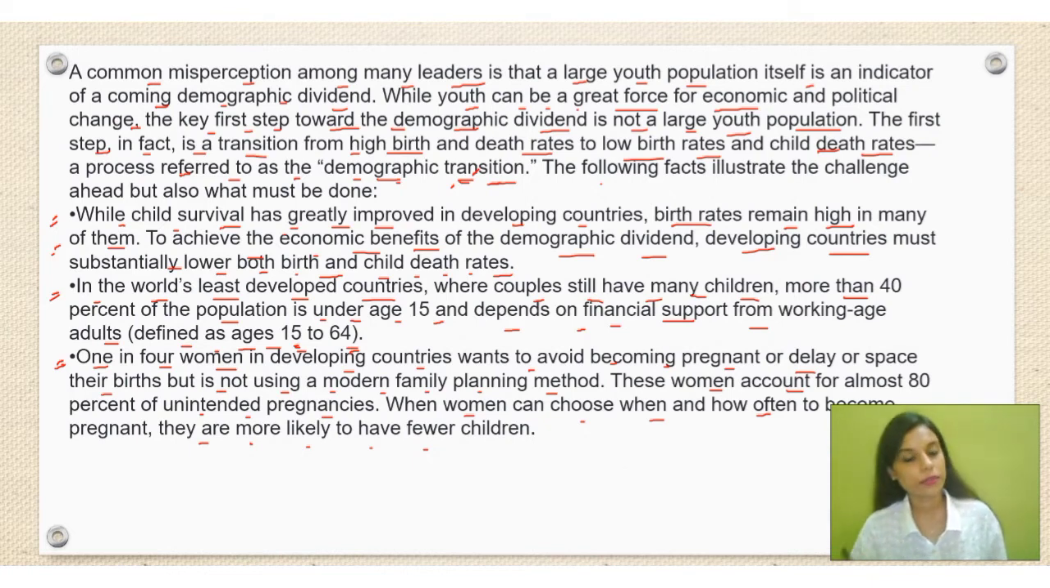I have talked about the replacement fertility rate, then I have talked about the different illustrations which prove whether the declining replacement fertility level is actually affecting the demographic dividend or not, and I have shown you through different examples how it is affecting.